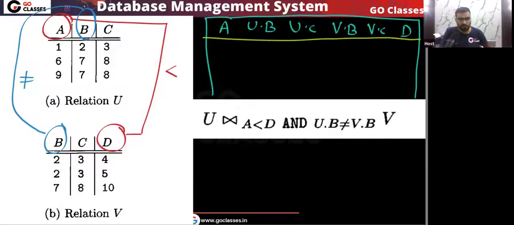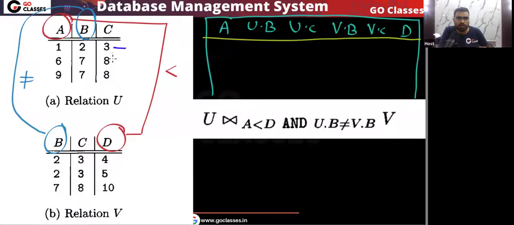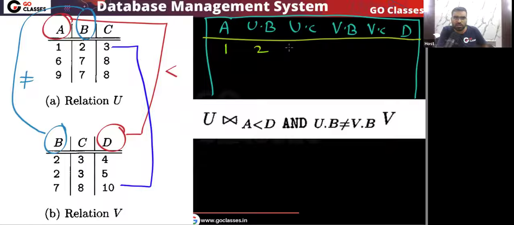Now tell me, which tuple will match with which tuple? Tell me the first tuple. This first tuple will pair with whom? Remember, A should be less than D. So 1 should be less than D. This condition is satisfied. Next, you can see this B should not be equal to V.B. So I can say that this tuple will match with only this tuple. Correct? So here you will have 1, 2, 3, 7, 8, 10. This is one of the tuples.